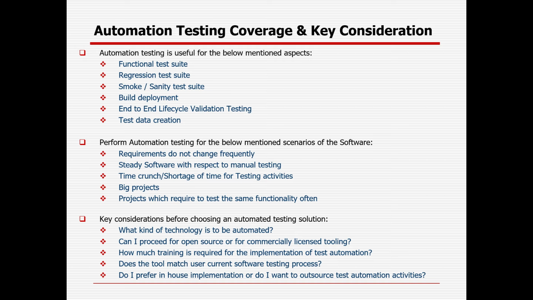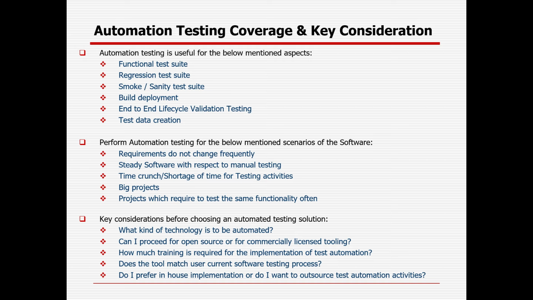But you cannot go with automation immediately. Before that, you need to make sure that the requirement is frozen, so that there is no requirement change, otherwise you might need to change your script again and again. You need to make sure that your application and your code are stable enough. You can go with automation whenever there is a big project, a time crunch, or a project where you need to execute the same test cases again and again, such as smoke or sanity tests, test data creation, or the regression suite.